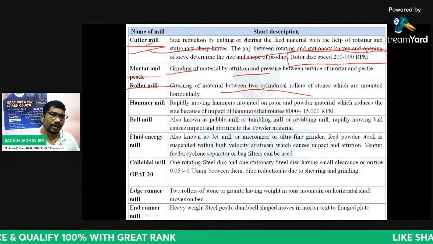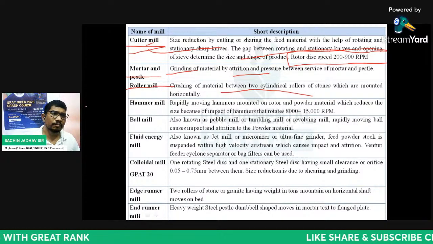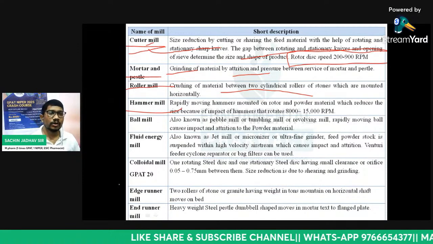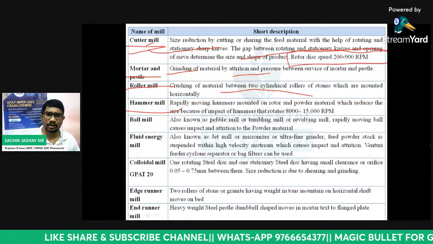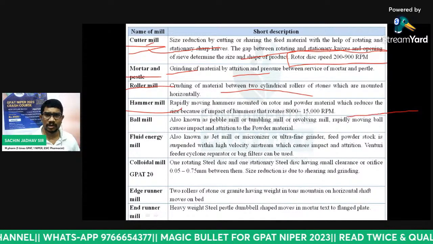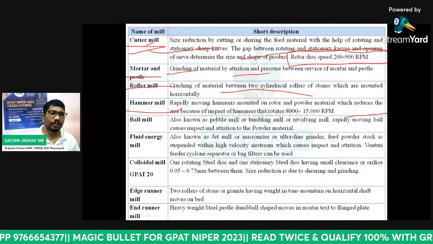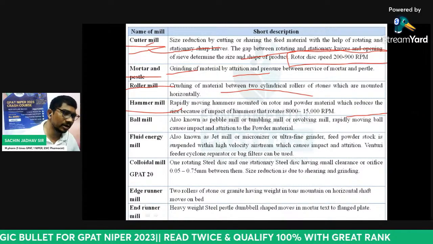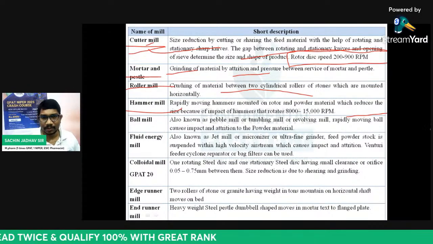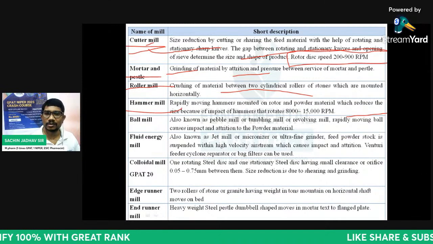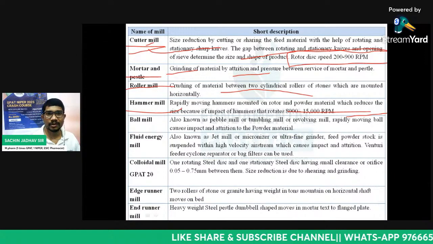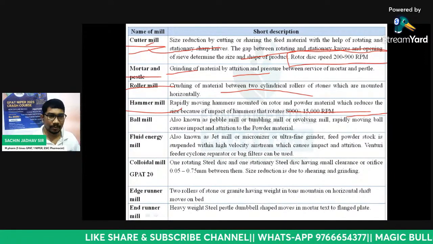Okay. Now next आता है आपका hammer mill. What is the description for hammer mill? आप बोलेंगे सर ये ऐसा क्यों ले रहे हैं, इसके ऊपर क्वेश्चन आ चुके हैं. So rapidly moving hammers mounted on the rotor and powder material which reduces the size because of the impact of hammer. hammer mill में जो moving hammers होते हैं वो impact करेंगे आपके powder के ऊपर and will decrease the particle size. So hammers will rotate at a speed of, कितना स्पीड होगा hammers का, so 8,000 to 15,000 rpm. Okay.